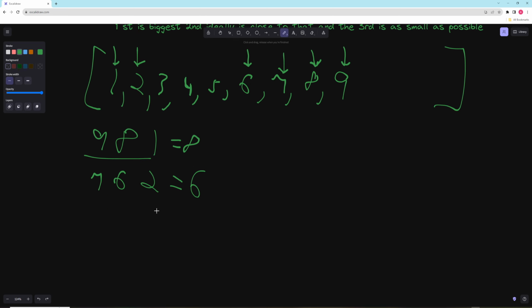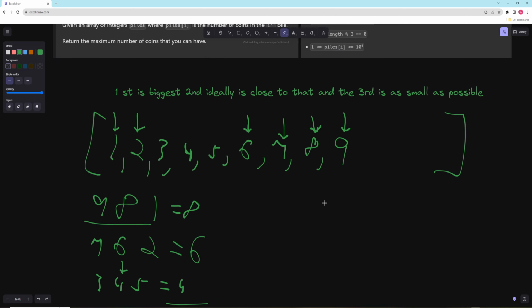Now we get 6 here. Finally, we have 3, 4, 5 because that's just our last pile left. So 3, 4, 5, we will get 4. So we just get 14 plus 4, which is 18. And that's basically it. The intuition is just we can't get the biggest coin, but we can get the second biggest coin at all times.